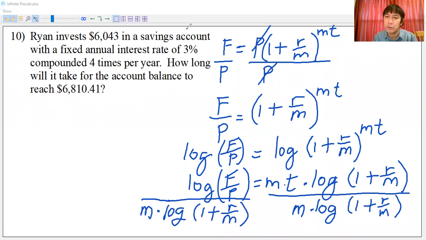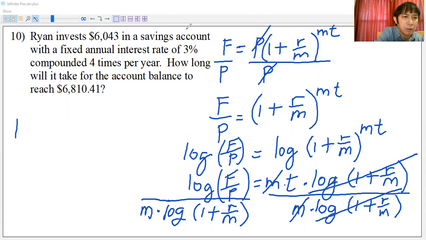After doing this, you will see this part here is a number that cancels out with this number. Also, this m cancels out with this number. And so the right side is just t. So we can now have the formula equivalent to the left.